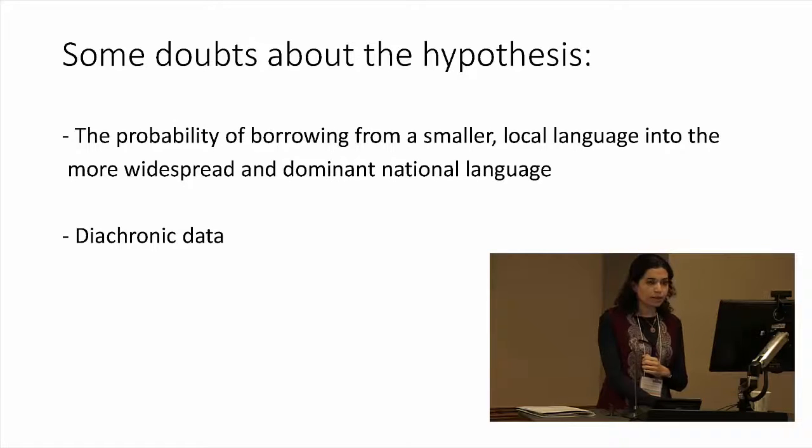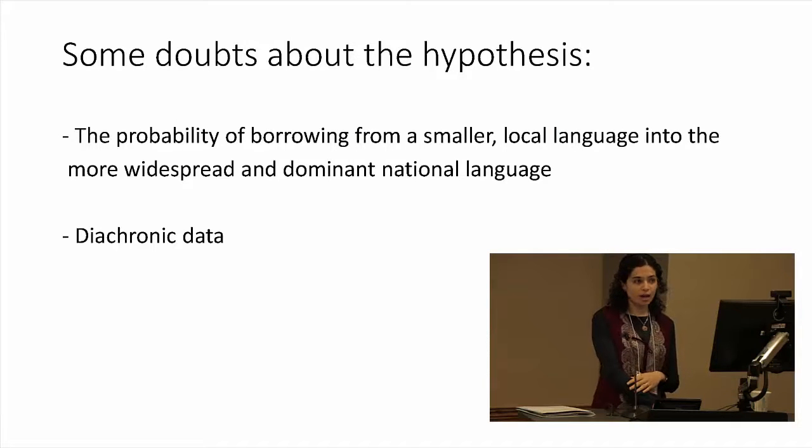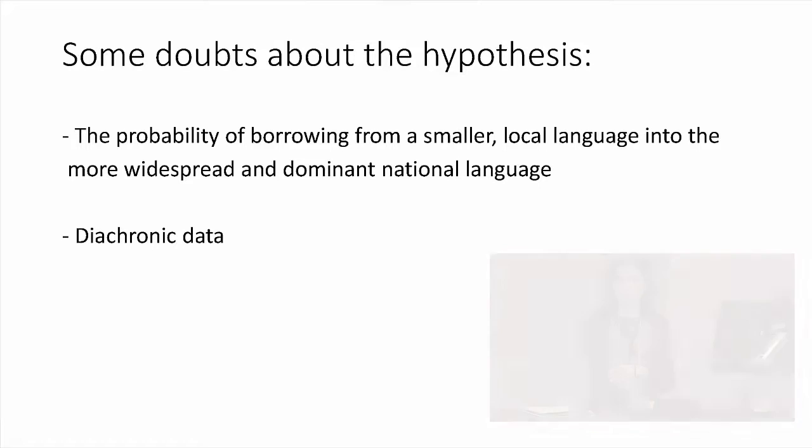Now, there are some doubts about this hypothesis. First, the probability of borrowing from a small, this form into have, they reanalyze the auxiliary verb to have as their auxiliary verb locative be. And then for past tense, they extended their present progressive into past tense. Because as I said, there is no phonological similarity in the past tense form of this progressive construction.